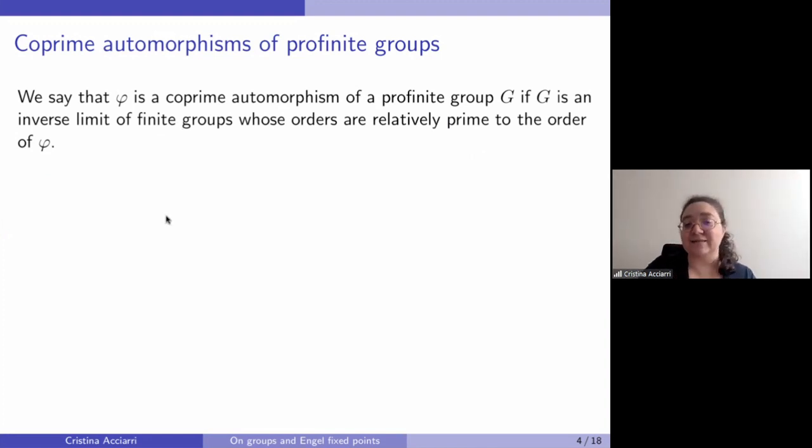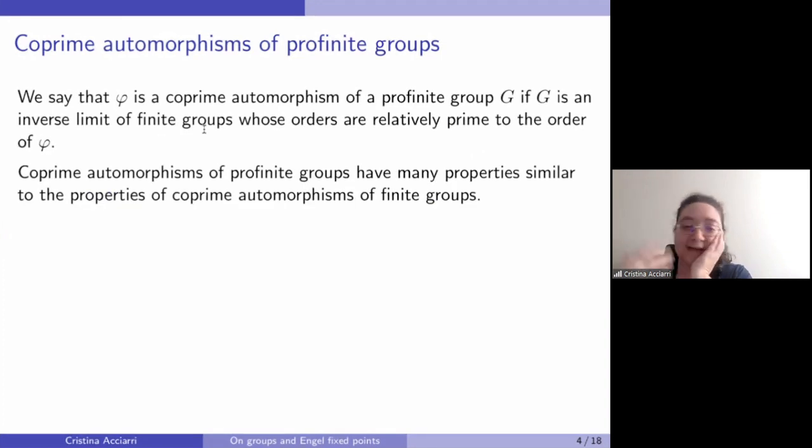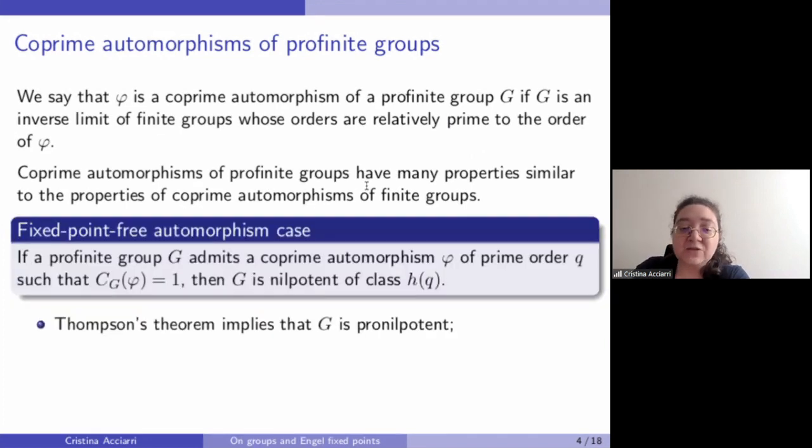So we are asking that the order of this automorphism phi is coprime to the order of all these finite groups that give the limit for the profinite group. This can be said in many other ways, but essentially this is what you need to imagine. Now, as we saw in the finite case, also when you switch to profinite groups, coprime automorphisms have nice properties, in some sense similar to what happens for coprime automorphisms of finite groups.